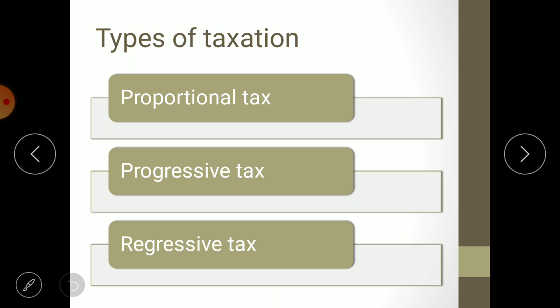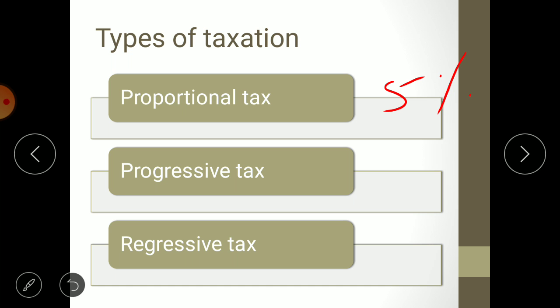Proportional tax, as the name itself suggests, is when tax is charged proportionately from every citizen. Say, for example, if the government decides to charge 5% as a tax, then every citizen, whether you are earning 1 rupee or 1 crore rupees, has to pay 5%. The person who is earning 1 rupee will pay 5 paisa, and the person who is earning 1 crore will pay 5 lakh as taxation.